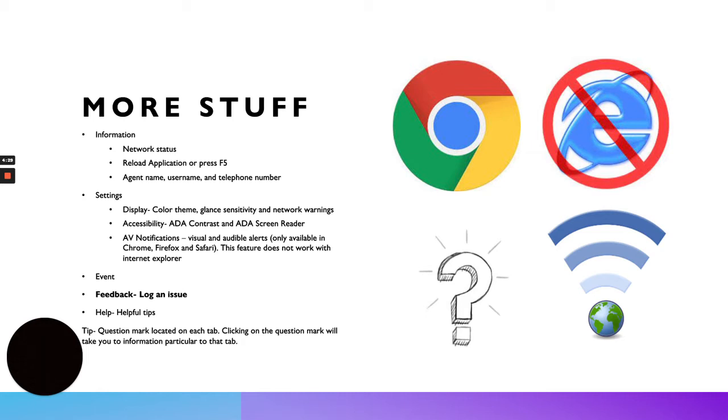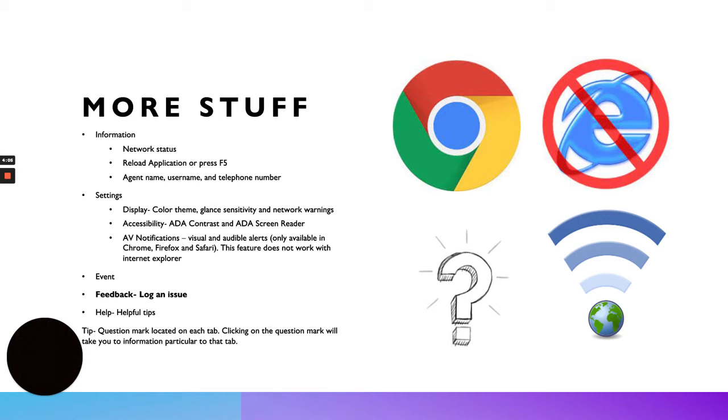So in Contact or Max Agent, there are a few other sections that you'll see when you click on More, and More is located at the very bottom of Max Agent with the three dots, and it says More. If you click on it, it will give you a few options. There's information, settings, event, feedback, and then help, right?